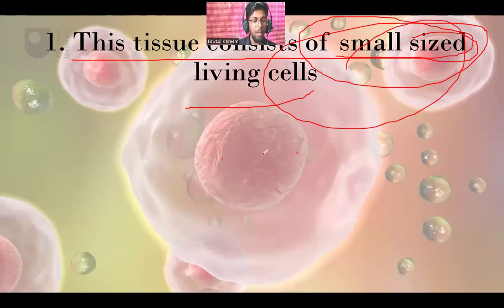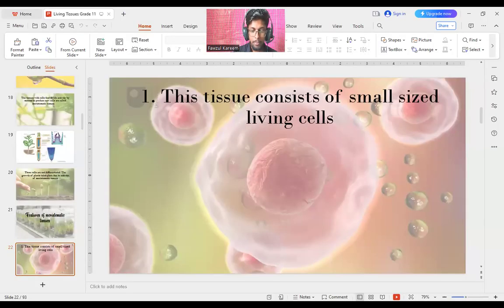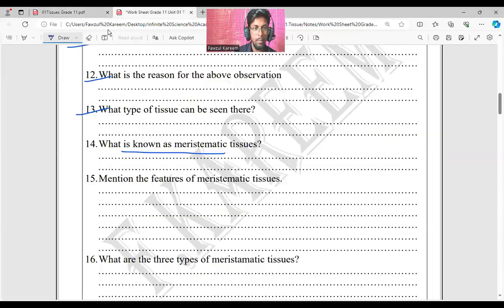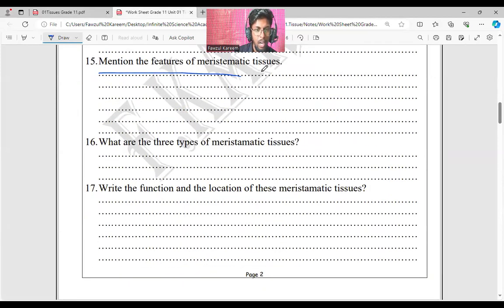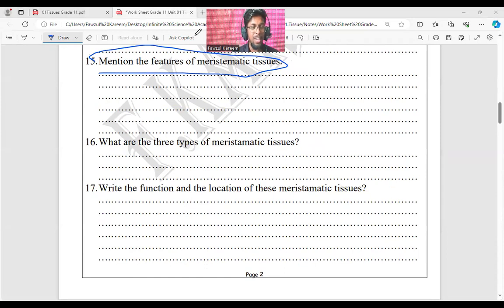So we'll move to the worksheet. Mention the features of meristematic tissue. In our class there are 3 students. Anushia, mention 2 features quickly. Don't take more time. Any 2 features out of 6.